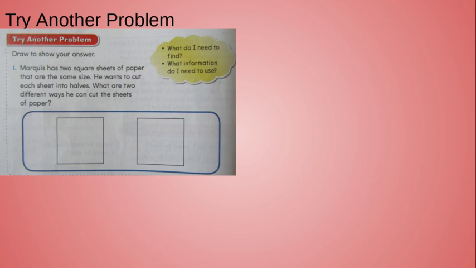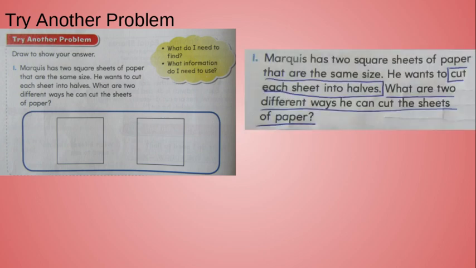Let's read that one more time. Marquise has 2 square sheets of paper that are the same size. He wants to cut each sheet into halves. What are 2 different ways he can cut the sheets of paper? All right, go ahead. Let's underline our question and box up our key information. I underlined what are 2 different ways he can cut the sheets of paper. And I boxed up cut each sheet into halves.